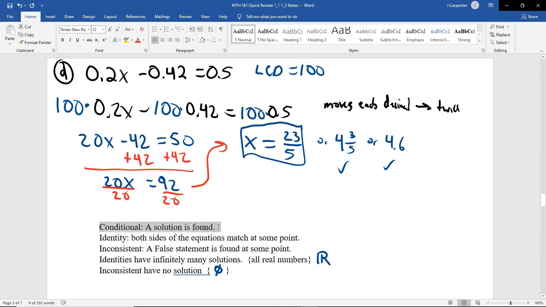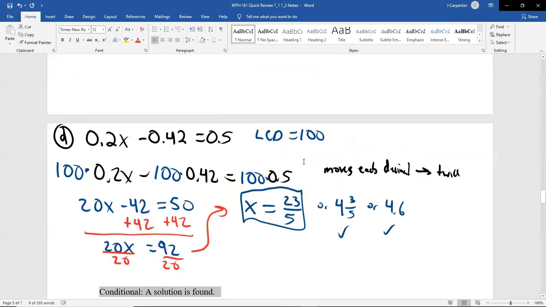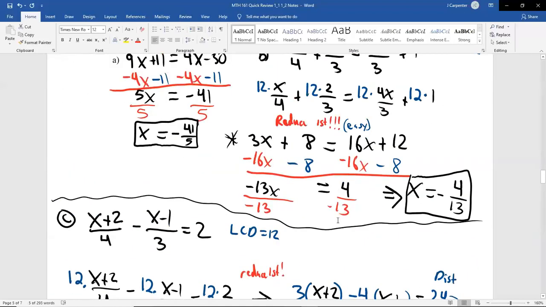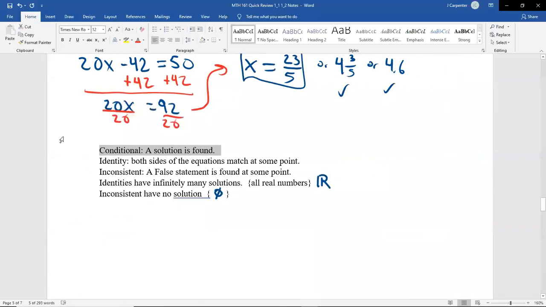Conditional are everything that we've dealt with thus far, where you get down to x equals 23/5, or x equals negative 14, or x equals negative 4/13, et cetera, et cetera. So these are the three types of equations we can have: conditionals, identities, and inconsistents.